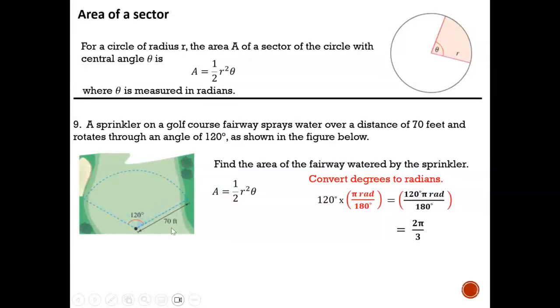So I have my theta, and my radius is 70, not radians, my radius. So plug everything in. 1/2 times 70 squared times 2 pi over 3 will give us 4,900 pi over 3. Put it in the calculator. It should give us approximately 5,131 square feet. That's how much area was watered by the sprinkler.